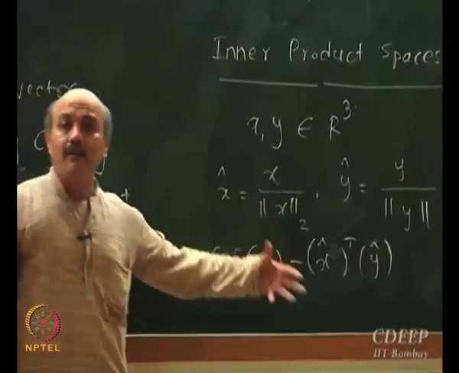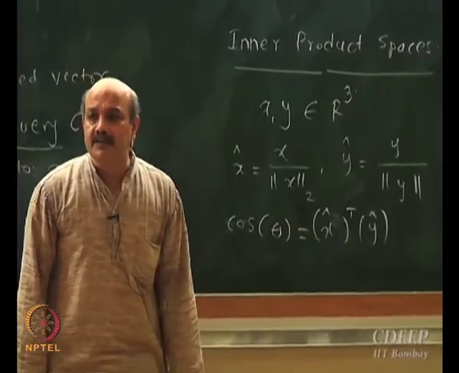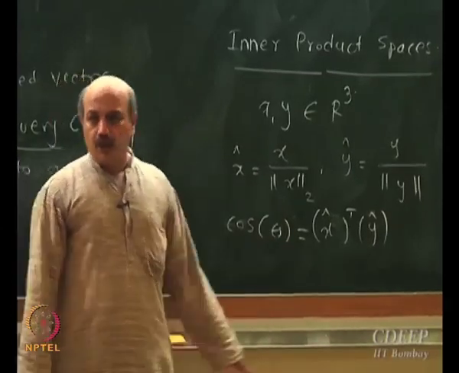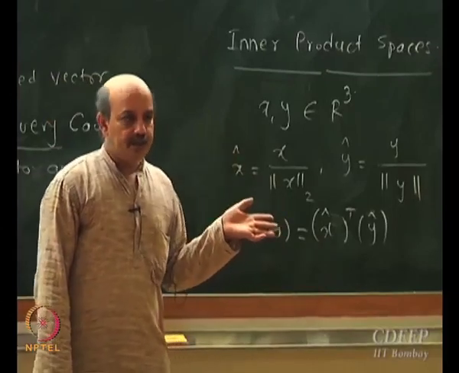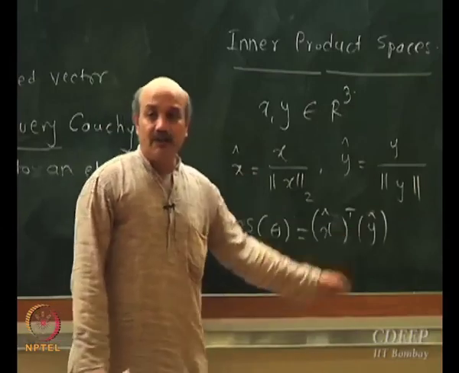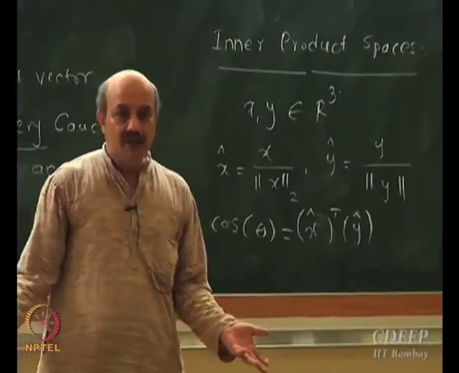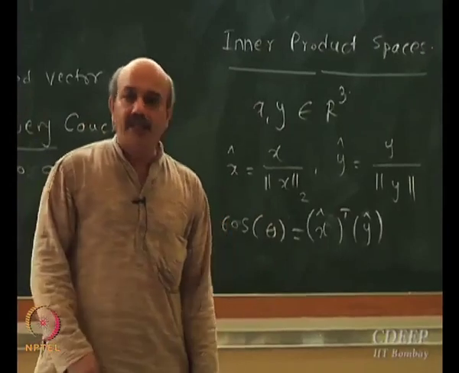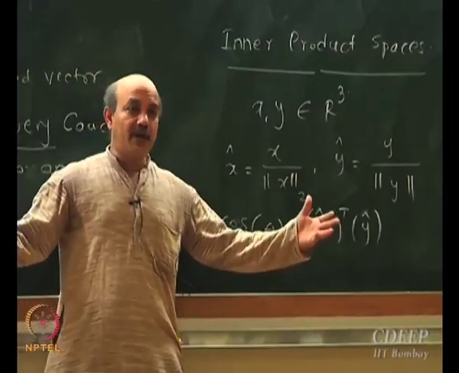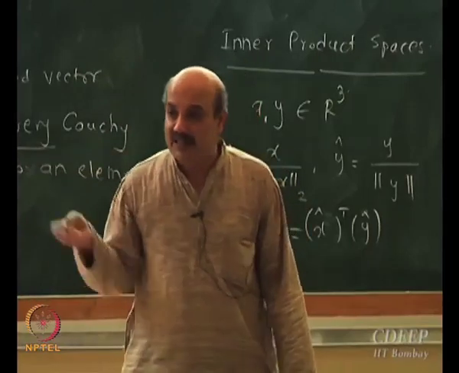Now, can I come up with something that will generalize the notion of angle in three dimensions? When do you say two vectors are perpendicular in three dimensions? When the dot product is 0, cos theta is 0, and two vectors are perpendicular. So I'm going to peg onto these ideas: the dot product between unit vectors is used to define angle. When the dot product is 0, you call two vectors orthogonal. We come up with a generalization in inner product spaces of the concepts of angle and orthogonality, and once you have orthogonality, you have Pythagoras theorem.